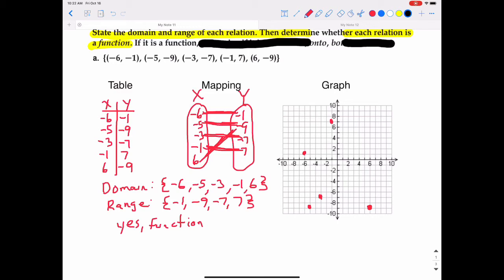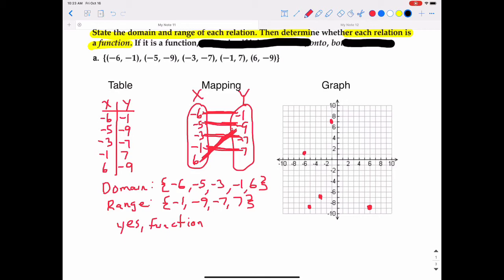There is nothing that says that a y cannot be paired with two different x's. So yes, I know that the -9 has been paired back with the -5 in the x column and the 6 in the y column. However, that's not the definition of a function. The function is that each x is paired with exactly one y value, not every y value is paired with exactly one x value.